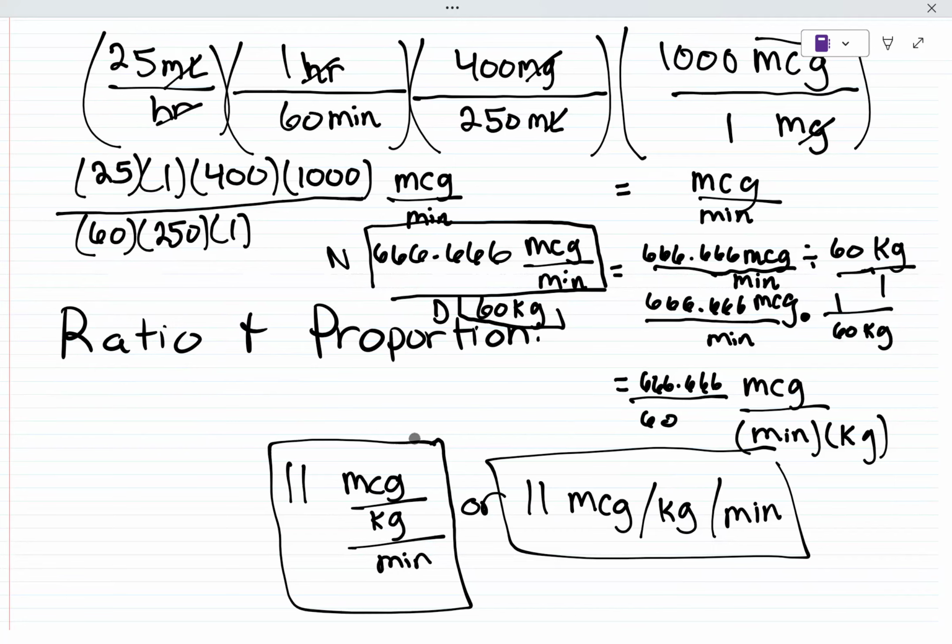Okay, I'm going to stop here. I'm not going to do ratio and proportion. It's just more complex. I like it this way, so I'm going to stop here.